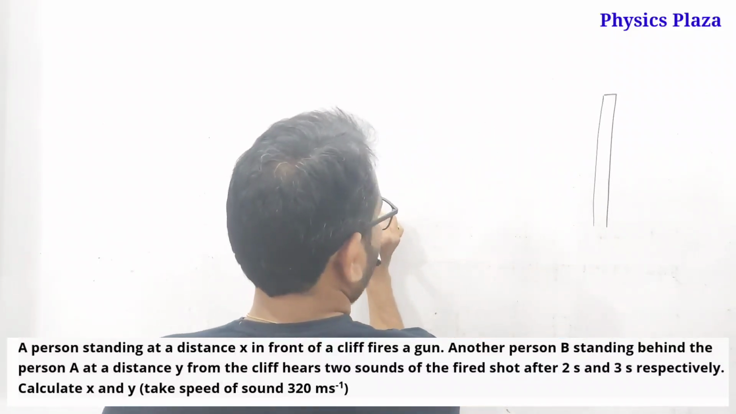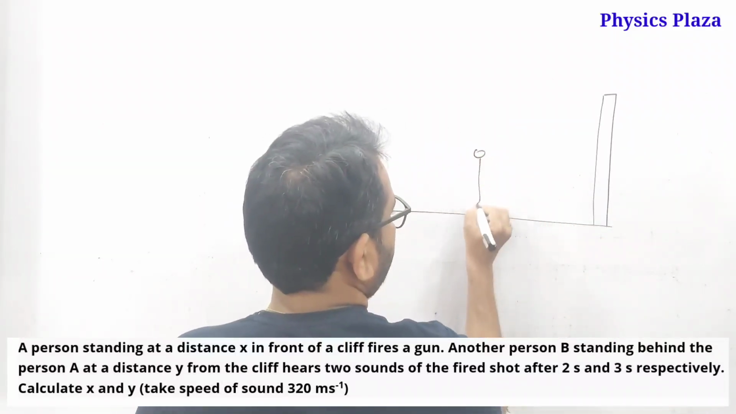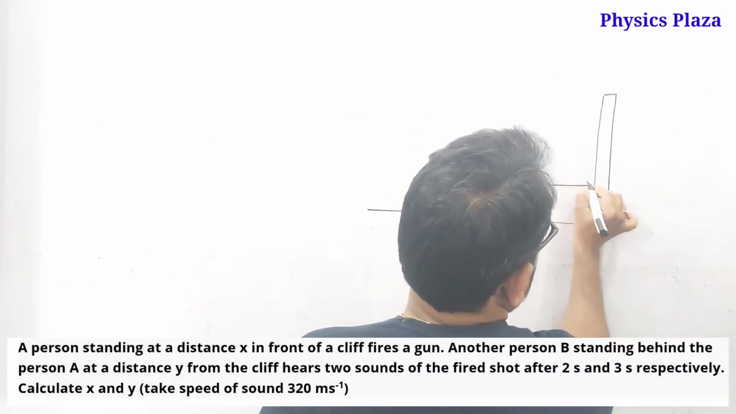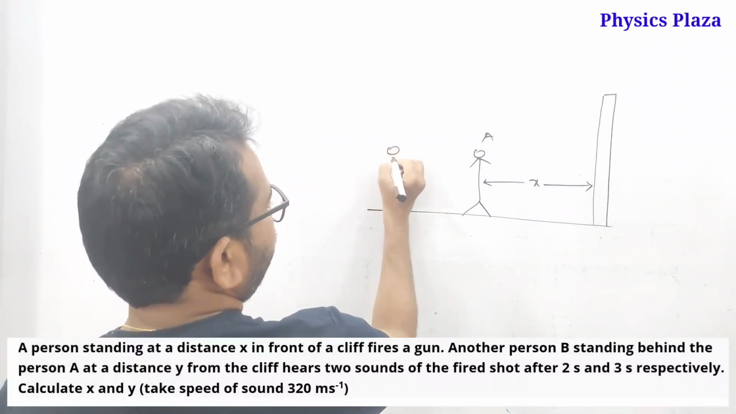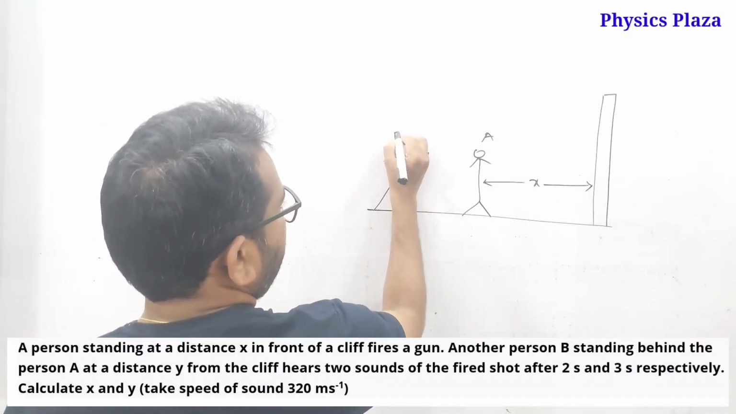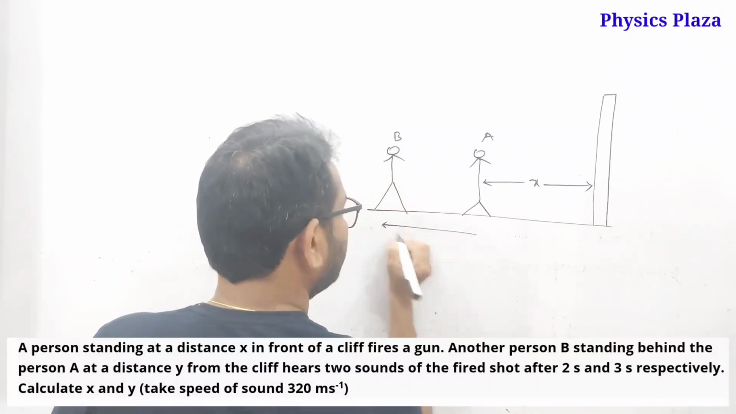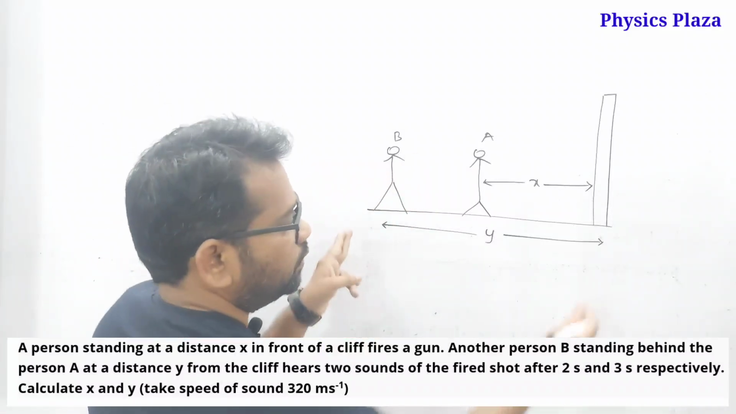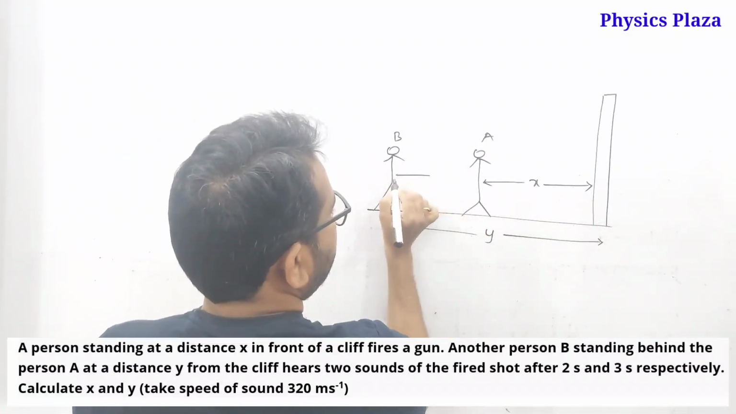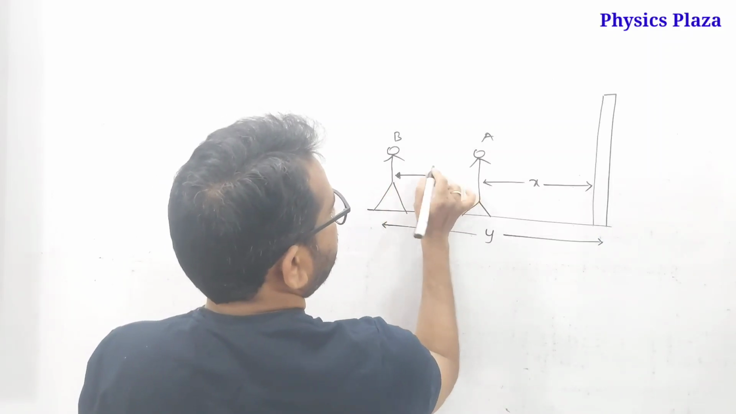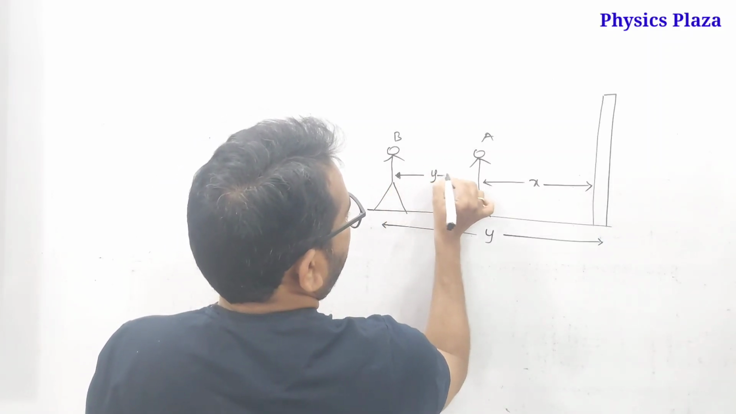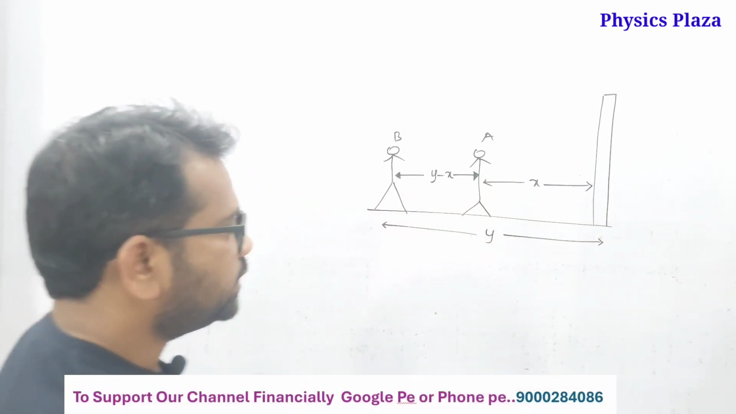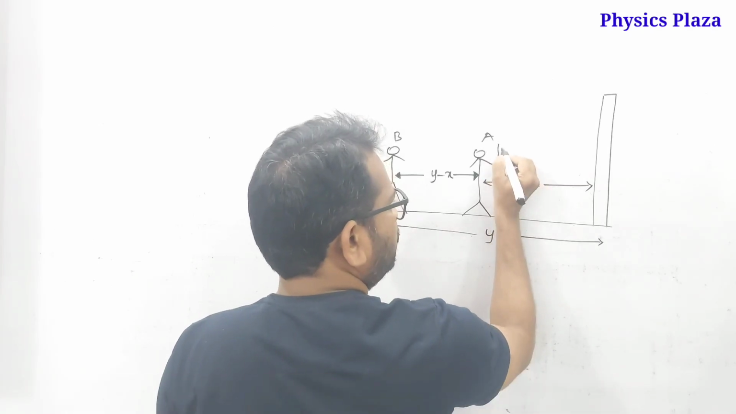Okay, so as per the question, the fourth model. Now here person A is standing at a distance x from the cliff, and one more person, let us say person B, is standing y distance from the cliff. Then what is the distance between A and B? y minus x. So this distance will be very important. Understand this, very important, children. This distance will be y minus x. Now the thing is that here person A fires a gun or makes some sound.